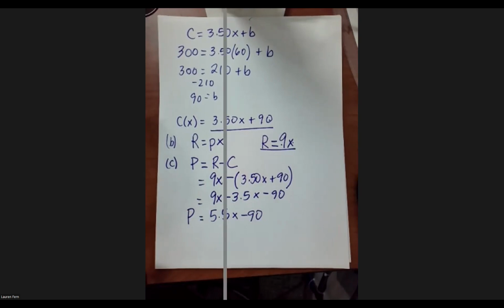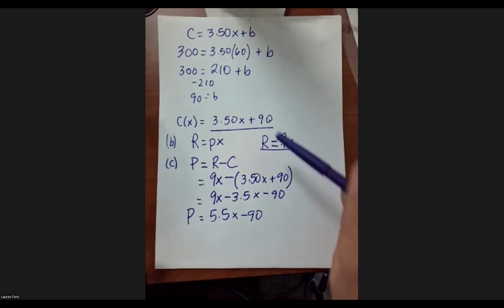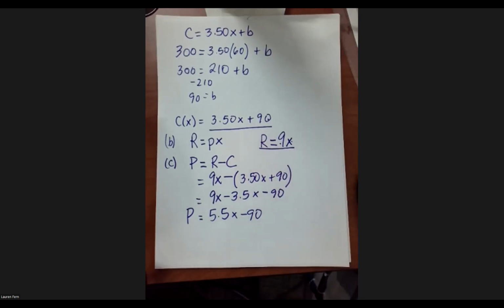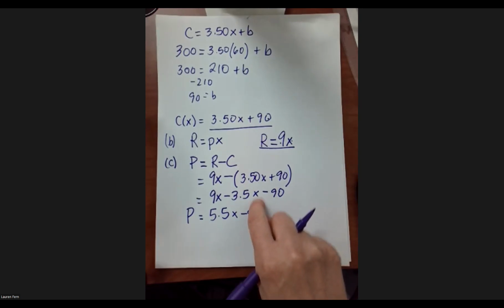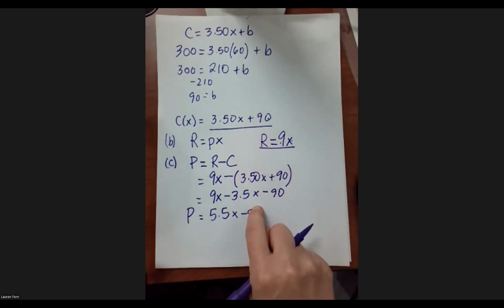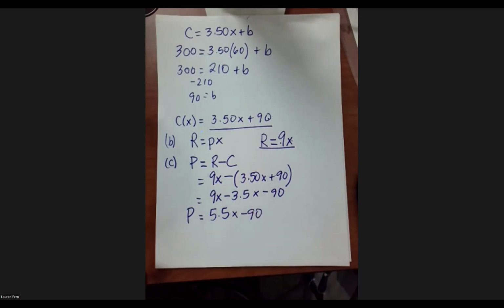Now on a test, if you got either one of your cost or your revenue functions wrong, but then found your profit function correctly using those wrong ones, I obviously would not take off points here.